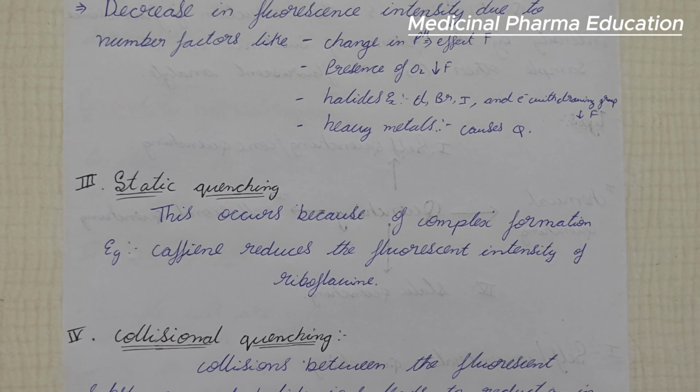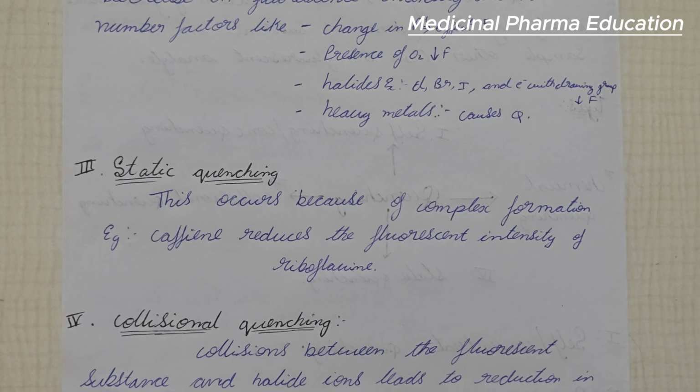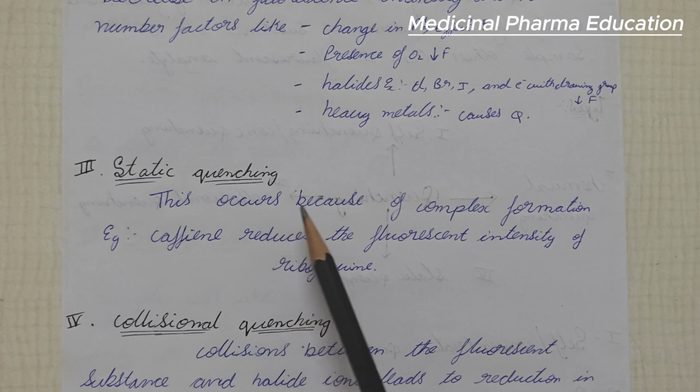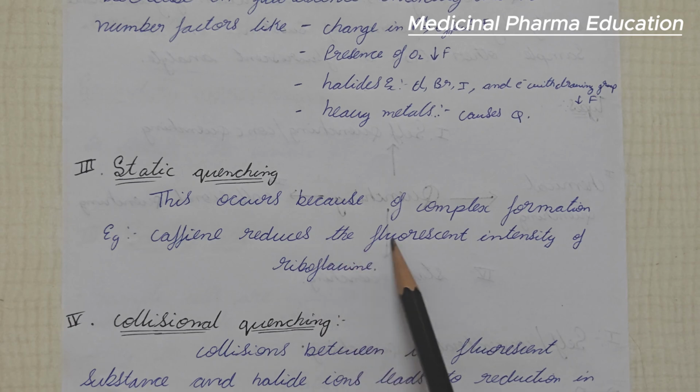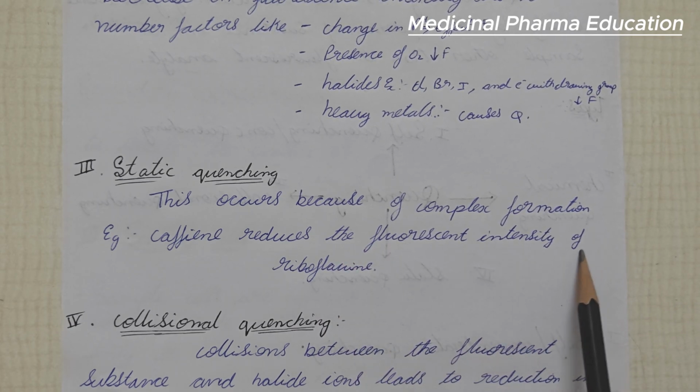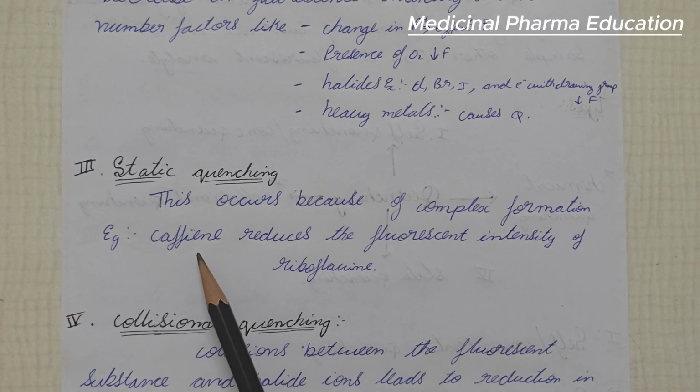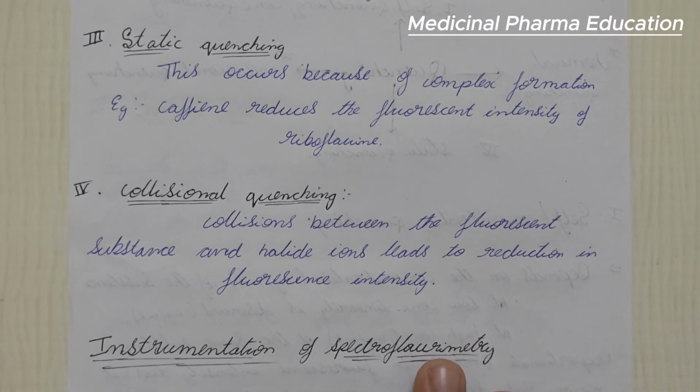Okay, next, static quenching. This occurs when a complex is formed. See, when a complex is formed, the fluorescent substance is converted into a non-fluorescent substance. Here, for example, caffeine reduces the fluorescent intensity of riboflavin. By complex formation of caffeine and riboflavin, the fluorescent intensity is decreased.